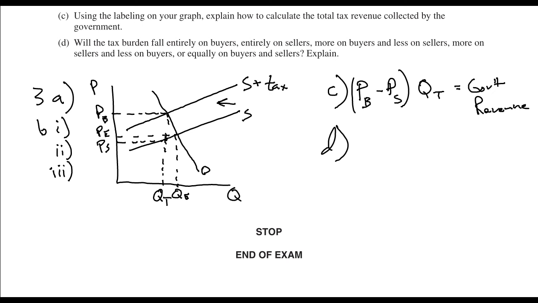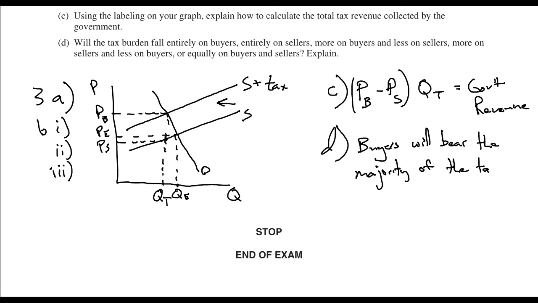So buyers will bear the majority of the tax burden. It's not going to be entirely on the buyers because they don't have perfectly inelastic demand, but they do have relatively inelastic demand.